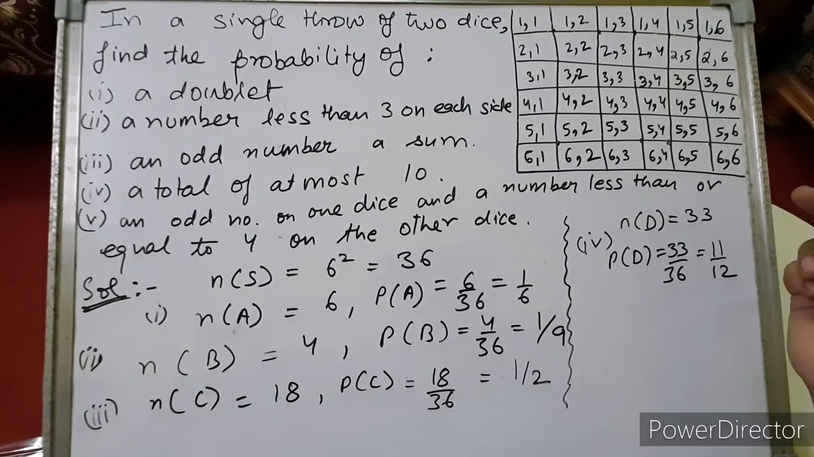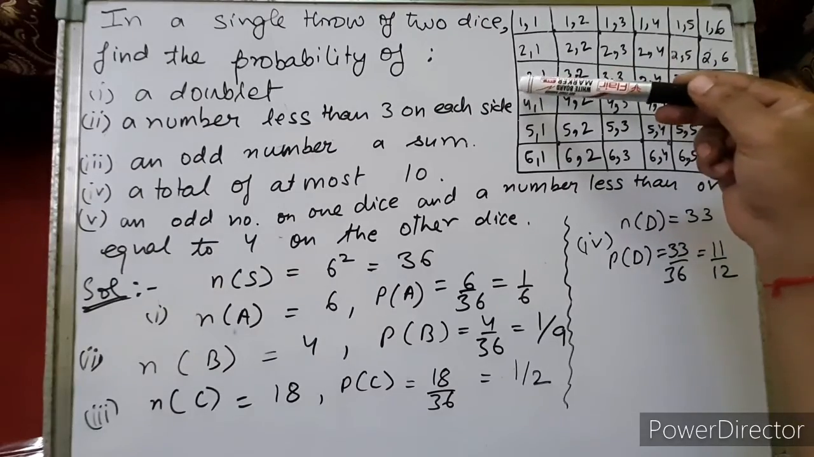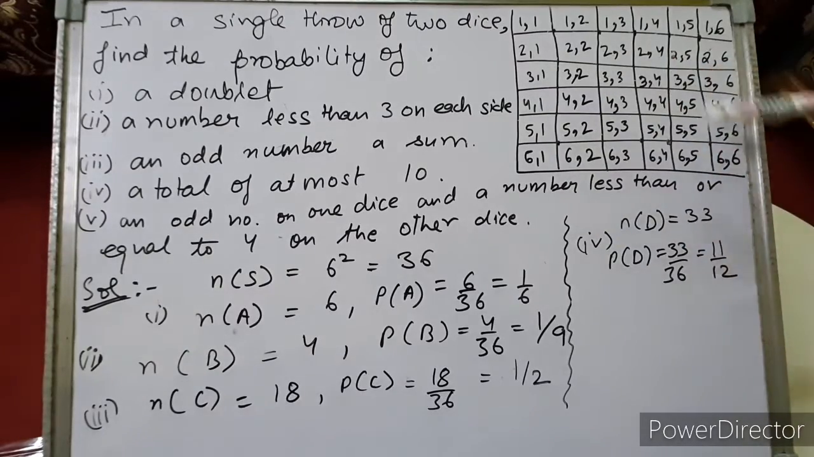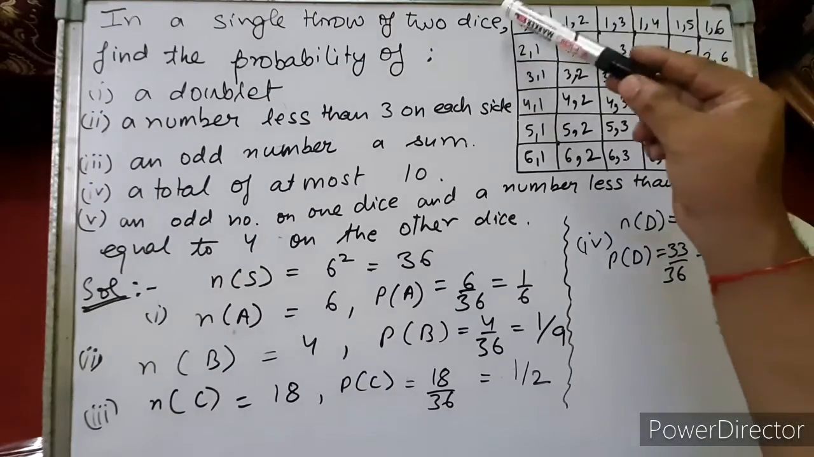On each die, the number less than 3 must be there. So here you can see that 3 is coming, 3 is coming, 3 is coming, 3 is coming, 3 is coming. And all the numbers beyond this are greater than 3. Right? So inside this rectangle only there are numbers which are less than 3.